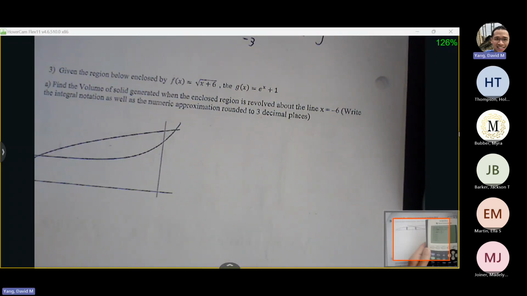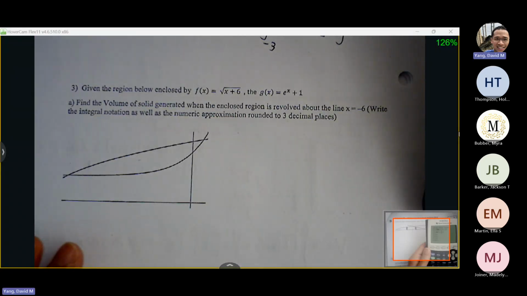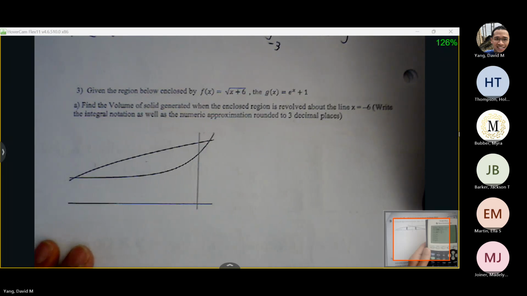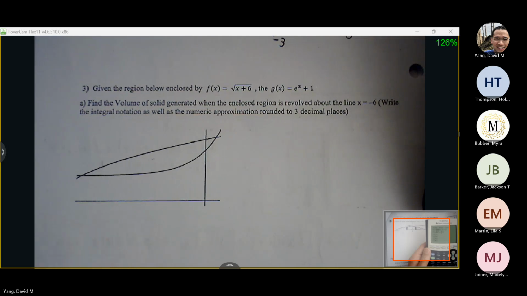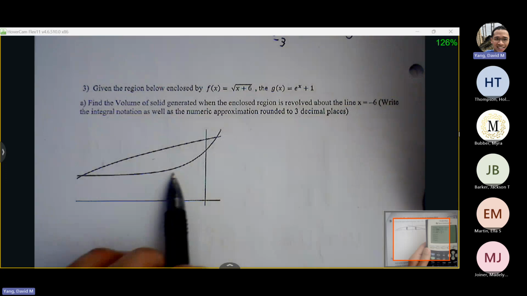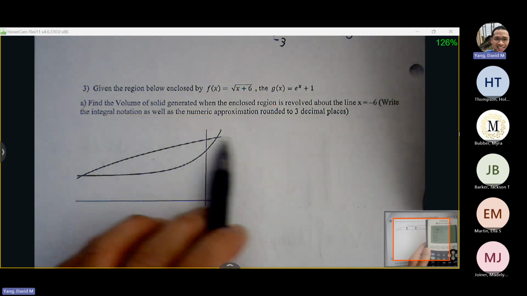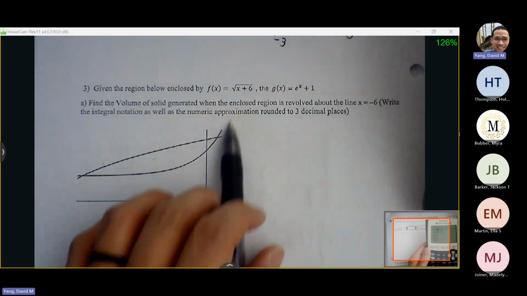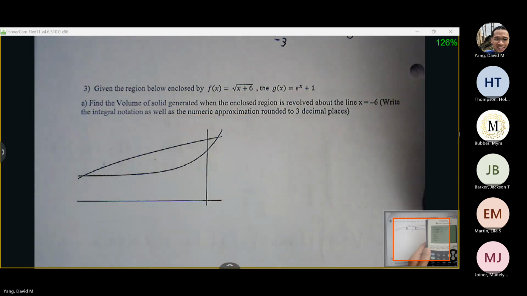Okay, number 3. We have the region root x plus 6. That's going to be the radical function. That's the one on top. And then e to the x plus 1. That's the exponential function. That's the one that is rising. Find the volume of the solid generated when the enclosed region is revolved around x equals -6.